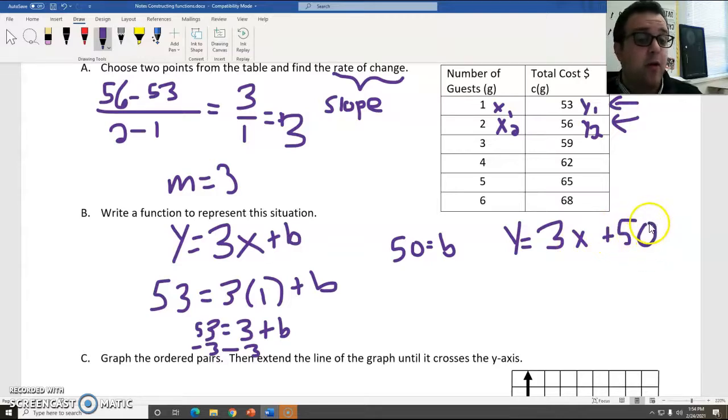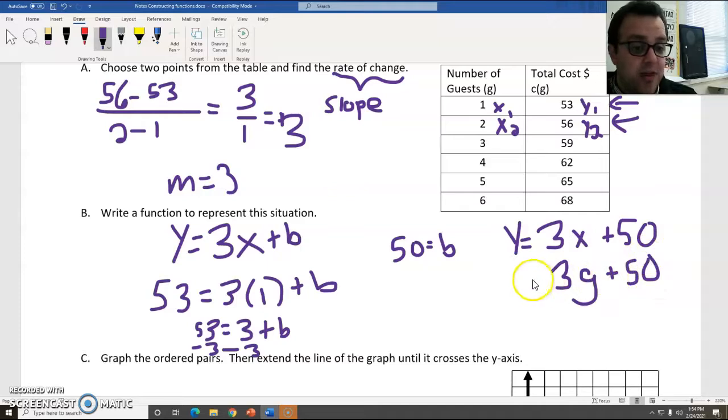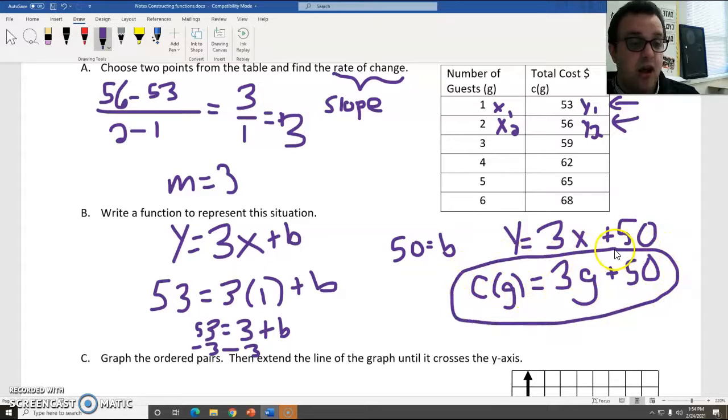Now, the problem with writing my equation like this is that it's not very descriptive. We just have our generic x and y in there. And what if I want to be more descriptive about what I'm talking about in terms of this scenario? Well, luckily for me, my table actually tells me, hey, instead of using x, why don't you use g for guest? And instead of using y, why don't you use c for cost? And let's write this in function notation so that people know this is a function. So c of g is equal to 3g plus 50. There's a good function to represent this scenario, okay?